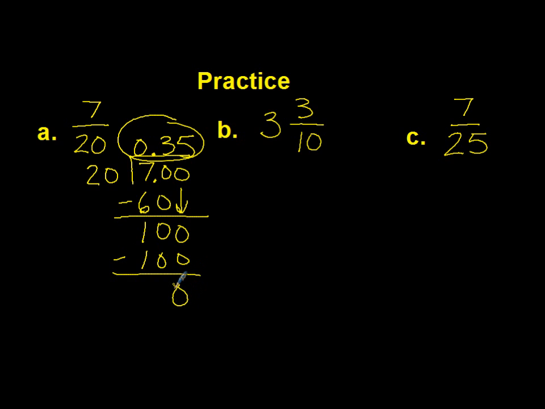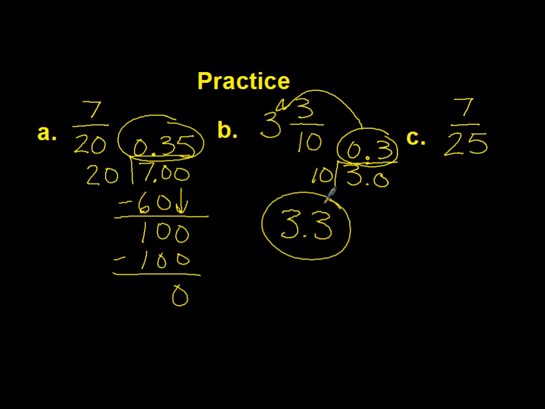On to B. Deal with the fractional portion. Excuse me, 3 divided by 10. Put on a 0 there. 10 goes into 3 0 times, goes into 30 3 times. We take our decimal number, add it to our whole number, and we get 3 and 3/10. That's our answer there.